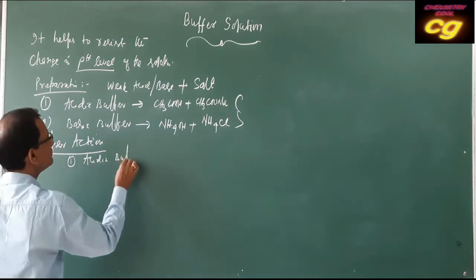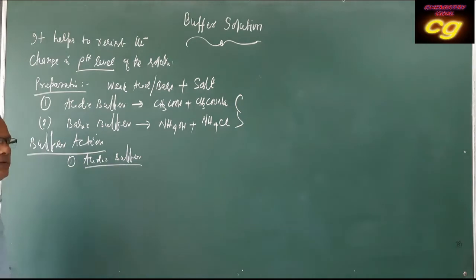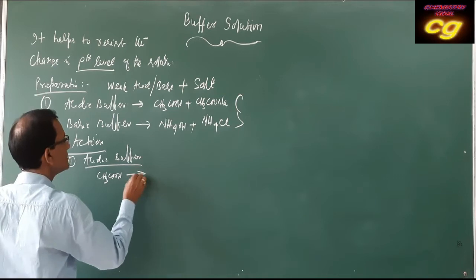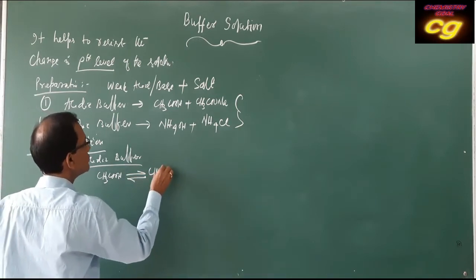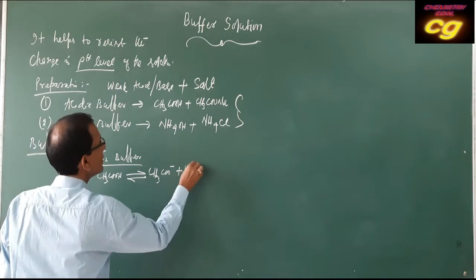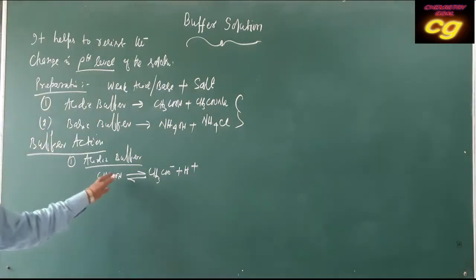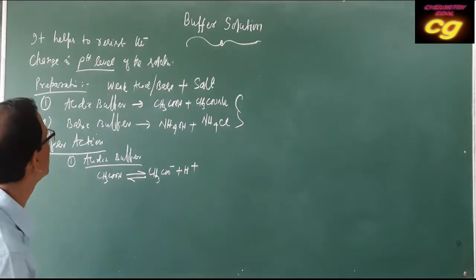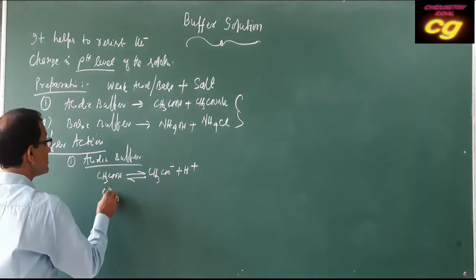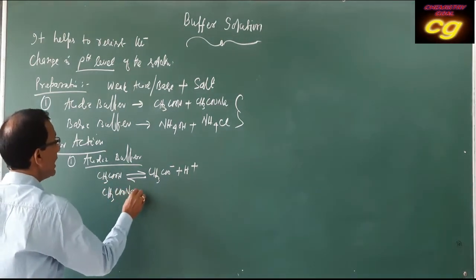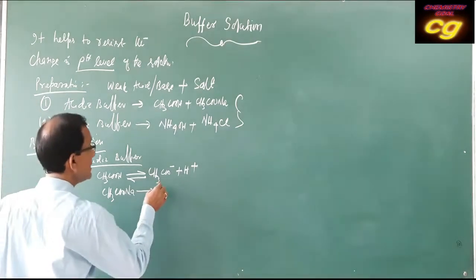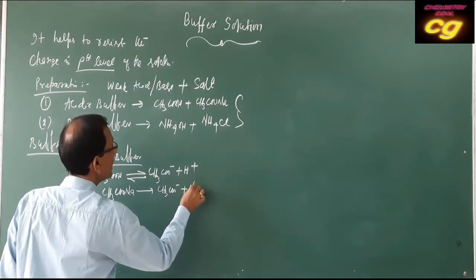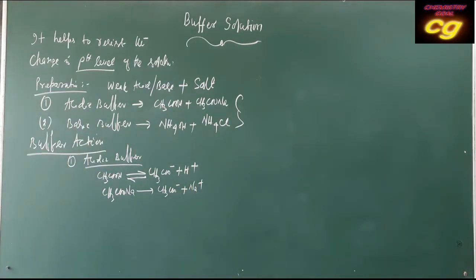Acidic buffer. For example, you take acetic acid. Acetic acid is a weak acid that maintains equilibrium between its dissociated ions and undissociated acid. Let the salt be sodium acetate. As it is highly soluble and highly dissociated, it always produces ions, Na plus and CH3COO minus.